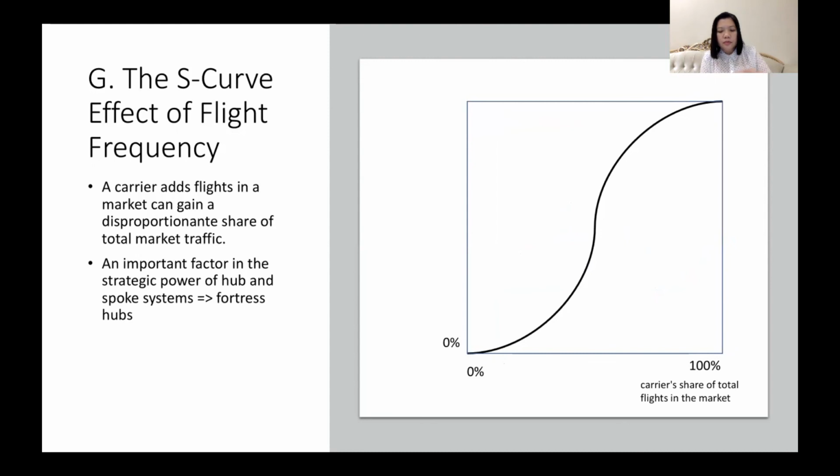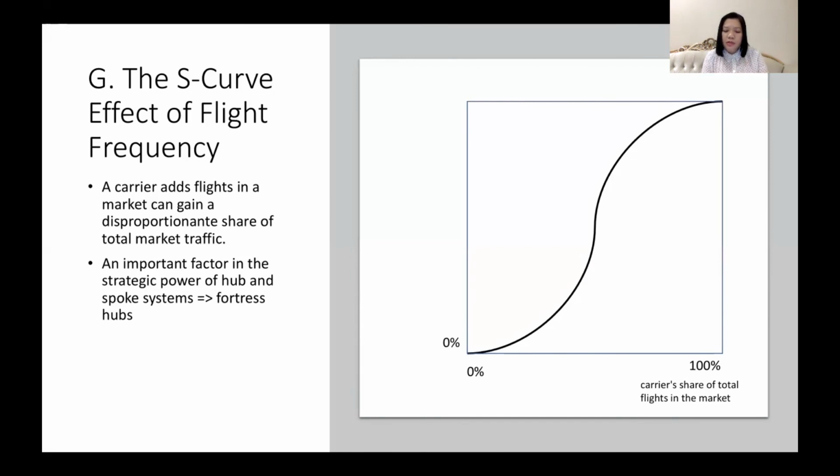And this one, I'll explain to you the S-curve effect on flight frequency. The importance of flight frequency as a key determinant of the consumer's choice of airlines has been expressed by aviation economists in an S-curve. And this figure shows this phenomenon. This shows that a carrier that increases its flights in a market can gain a disproportionate share of total market traffic. For example, in a two-carrier market, the one with 60% of the flights may receive 80% of the passengers.